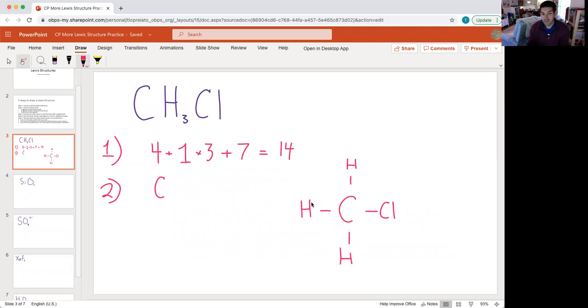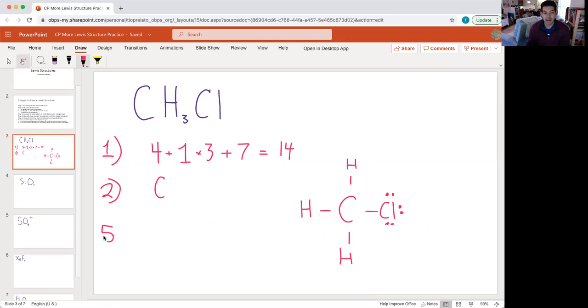Step 4 is to give all elements an octet. Now, hydrogen doesn't need the octet. Hydrogen follows the duet rule. Chlorine, an outer element, is going to need 3 lone pairs. And if we check the carbon atom in the middle, since each bond counts as 2 electrons towards the carbon atom, carbon has an octet already. So we're good to go there. So that was step 4.